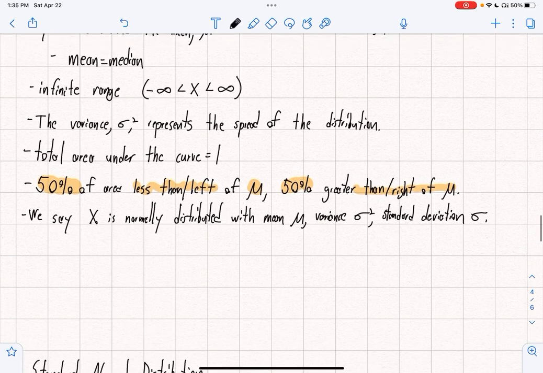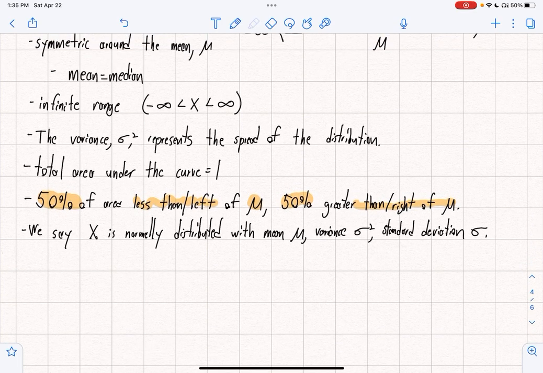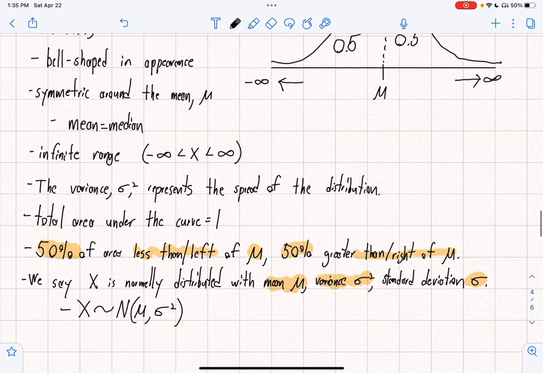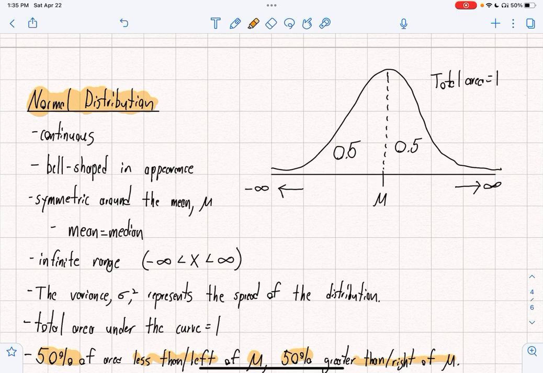So what I'm going to say is that x is normally distributed with a mean of mu, variance sigma squared, and standard deviation sigma. So I might say that x is distributed normally with a mean mu and variance sigma squared. That's just shorthand notation for saying that we have a normal distribution with some mean mu here and some spread, right? Some spread from here to here, sigma squared.